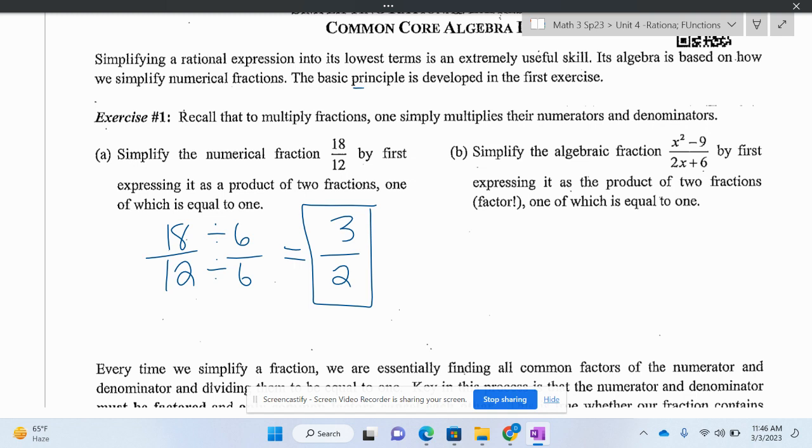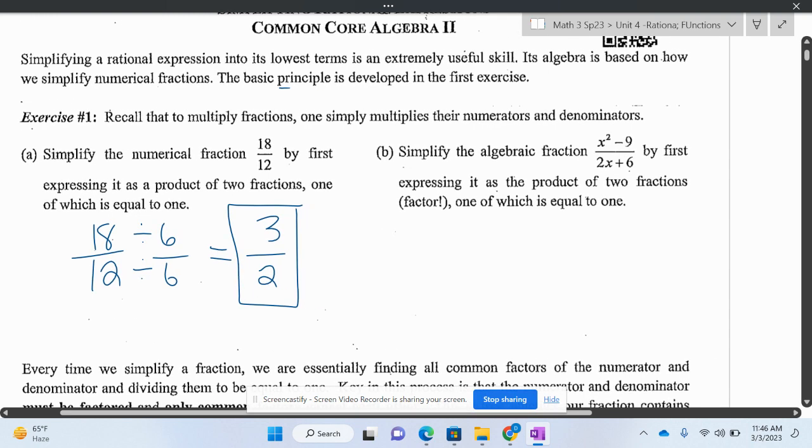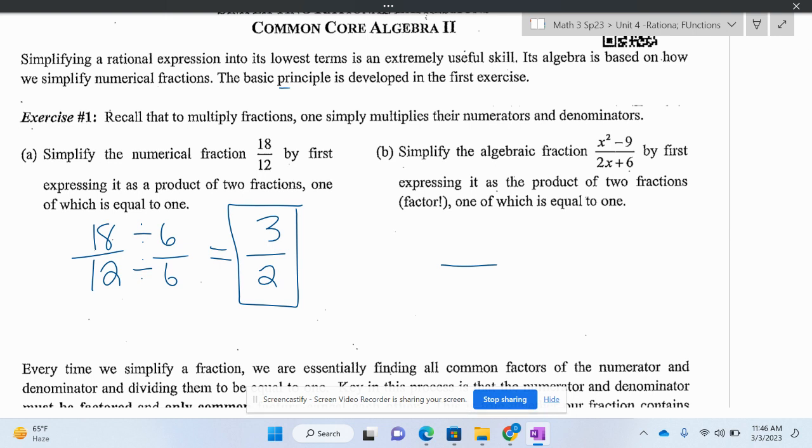Okay. So when you look at the next example, x squared minus 9 over 2x plus 6, I again have two fractions. Let's factor the first. What's the numerator look like? This is the difference of squares. We factored those yesterday. If I have the difference of squares, I take the square root of the first term. What's the square root of x squared? It's x. And what is the square root of 9? So we factor this as x plus 3, x minus 3.